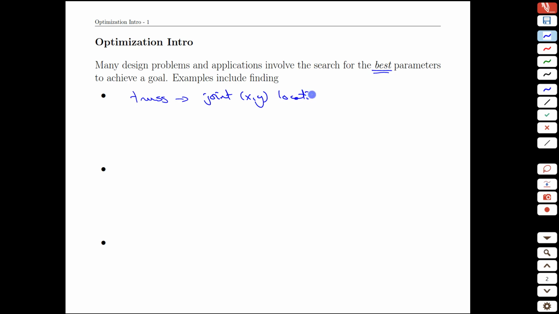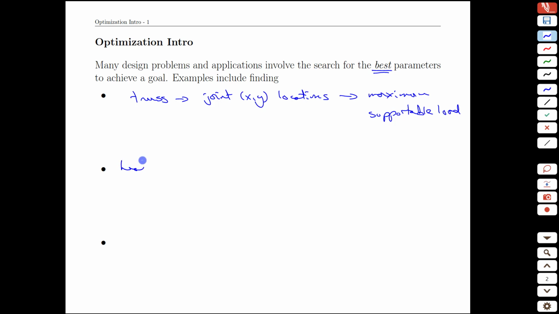locations that lead to the maximum supportable load. If we think of all possible designs, there's going to be a load that breaks each of those designs if it's applied to the same location. As we tweak the locations of the joints, that's going to vary, and one design is going to give us the strongest maximum supportable load.